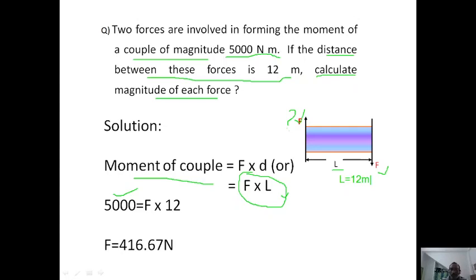So substitute these values in the equation. Therefore, M is equal to Fd or FL. Therefore, M is equal to 5000. F is not given. L is 12 meters. Substitute and you solve this one. You get F is equal to 416.67 newtons. These F are both equal because it is a couple. Right? So this is the way to get the solutions of the problems of the couple in engineering mechanics.